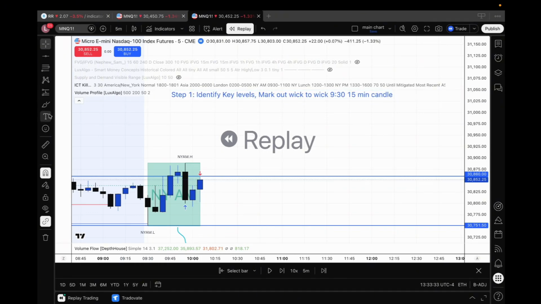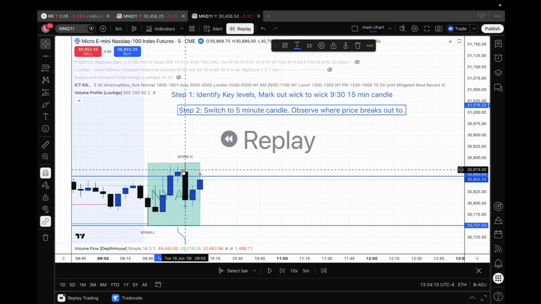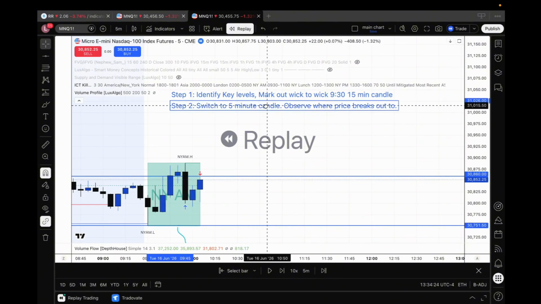Step 2. Observe where price breaks out to. It could be the upside like we saw here. Same thing if it goes to the downside. So where does price break out to? Above the blue lines we have marked, of course. Super simple. Step 2.